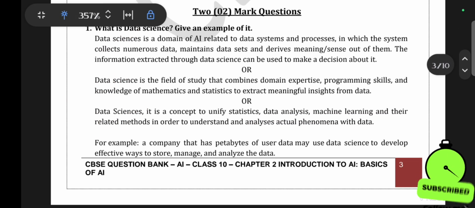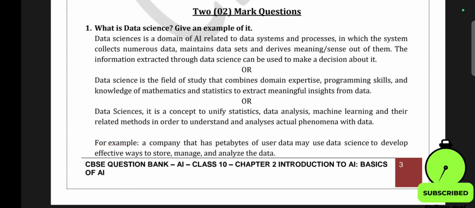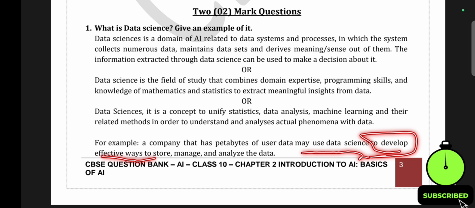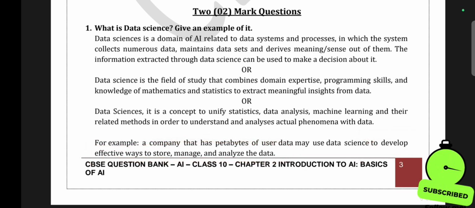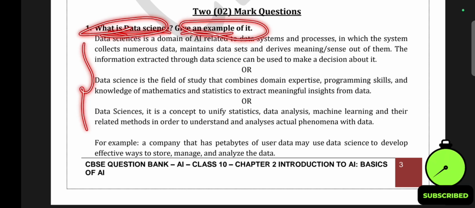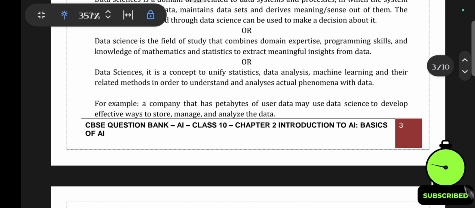Either you can also write, data science is a concept to unify statistics, data analysis, machine learning, and their related methods in order to understand and analyze actual phenomena with data. From these 3, you can write any one. Now, examples. For example, a company that has petabytes of user data may use data science to develop effective ways to store, manage and analyze the data. Anyone you can write.